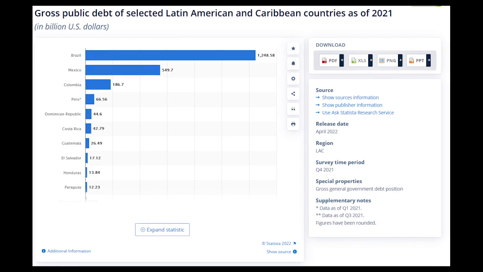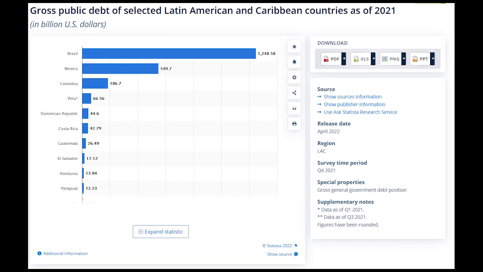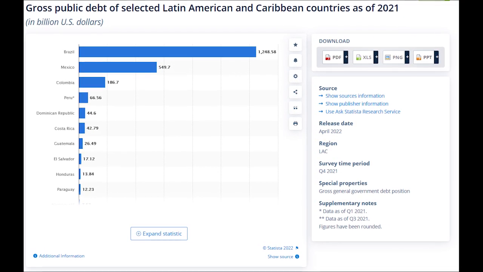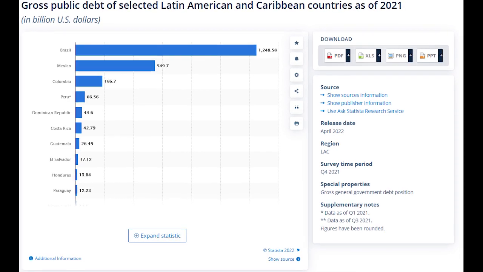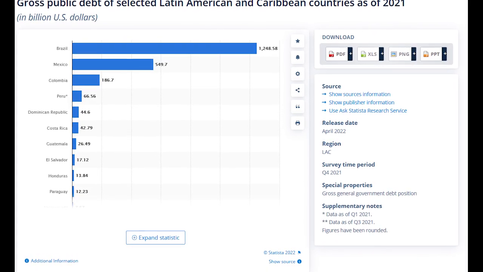Here's a look at the most indebted nations in Latin America and the Caribbean countries. You can see Brazil, Mexico, Colombia, Peru are among the most indebted. And many of these countries borrow in dollar-denominated securities. So when their currency devalues against the dollar, their debt automatically becomes much more expensive. This situation is not without precedent.